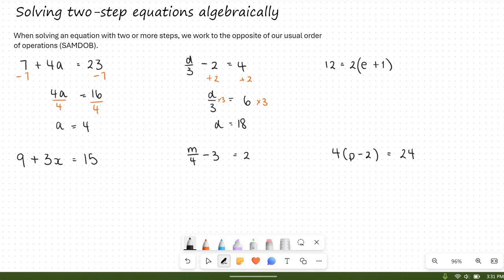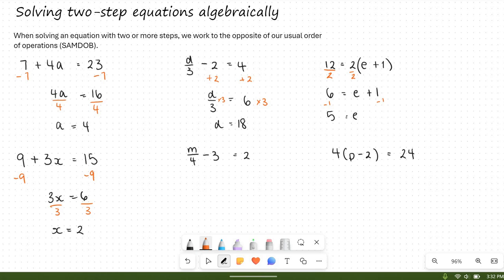For this next one here, I've got 12 is equal to 2 times e plus 1, all in brackets. So I'm going to start by dividing both sides by 2. That will give me 6 is equal to e plus 1. And then if I just subtract 1 from both sides, I will get 5 is equal to e. For this next one, I'm going to start by subtracting 9 first up. So I'm going to end up with 3x equals 6. And if I then divide both sides by 3, I'm going to end up with x is equal to 2.